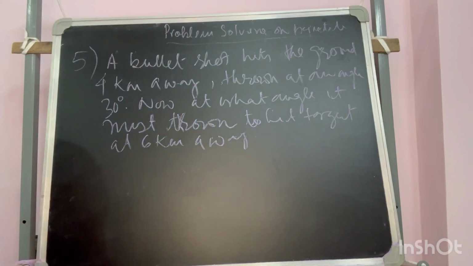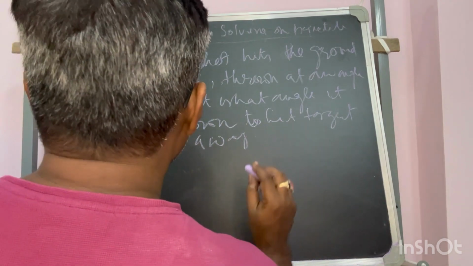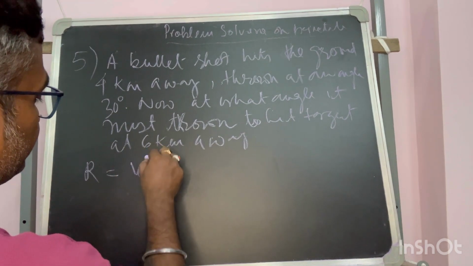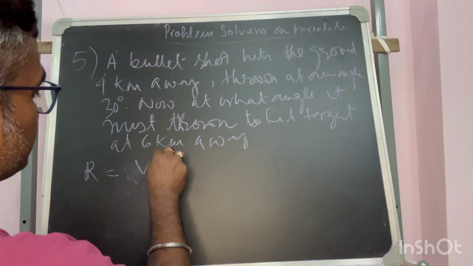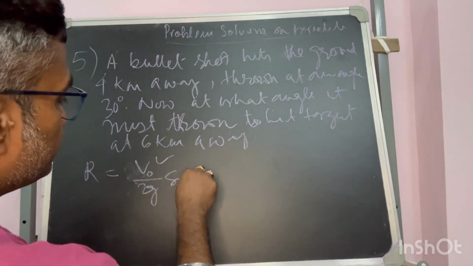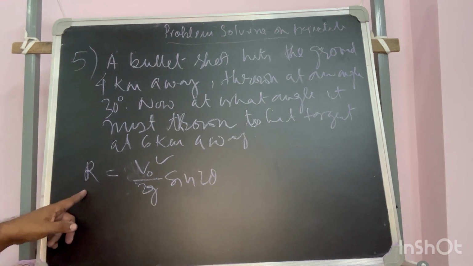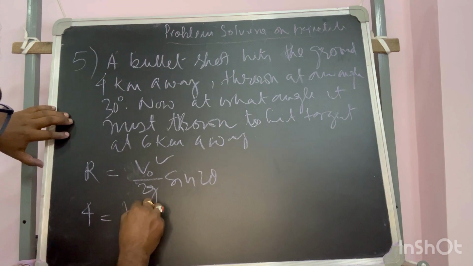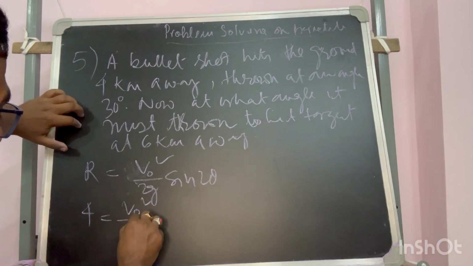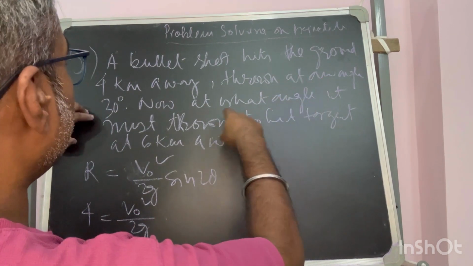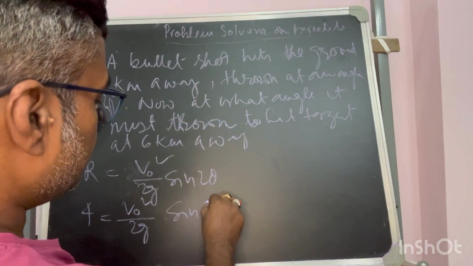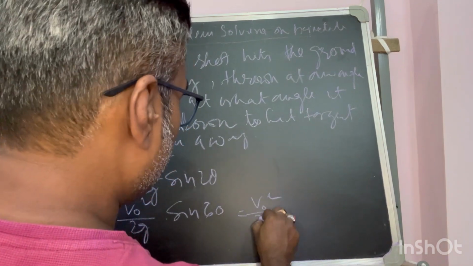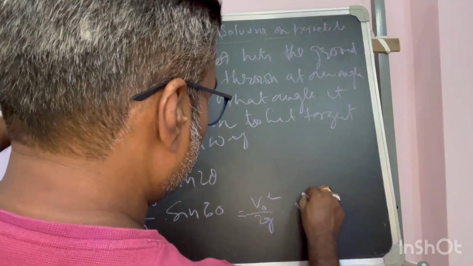Now here you have to consider there is no resistance due to the air. Now you know the range is nothing but V0 square by 2g into sine 2 theta. So for the initial condition it has moved 4 kilometers. As per the condition, 4 is the range, V0 square by 2g, and sine 2 theta with theta equal to 30 degrees, so sine of 60 degrees, since 2 into 30 is 60. So that means V0 square by 2g into root 3 by 2.